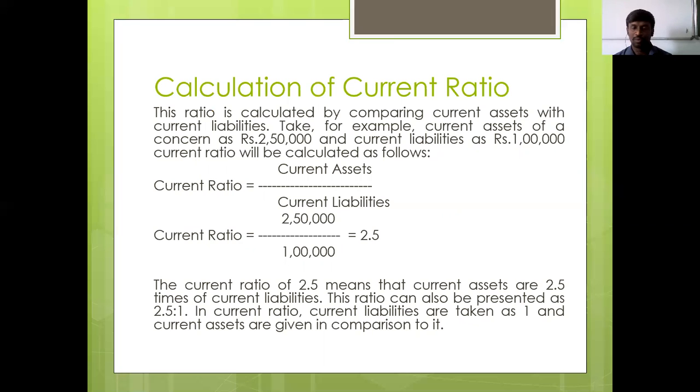The current ratio of 2.5 means that current assets are 2.5 times current liabilities. This ratio can also be presented as 2.5 to 1. In the current ratio, current liabilities are taken as 1 and current assets are given in comparison to it.